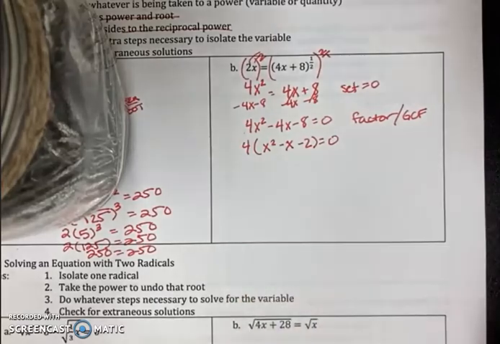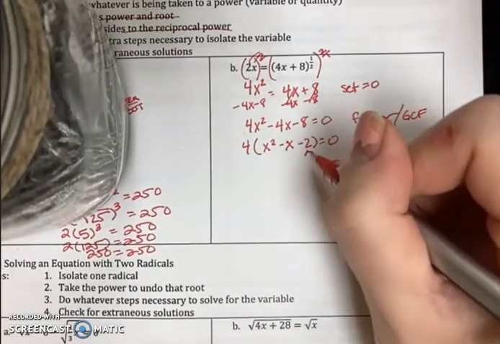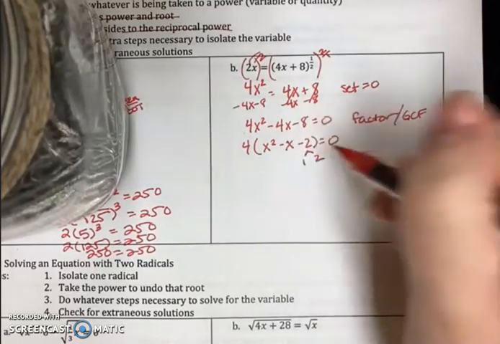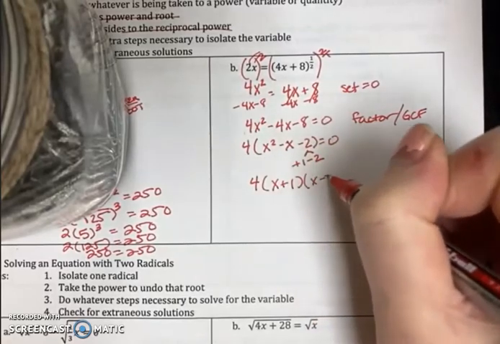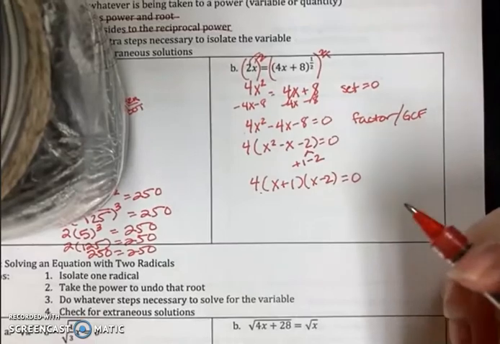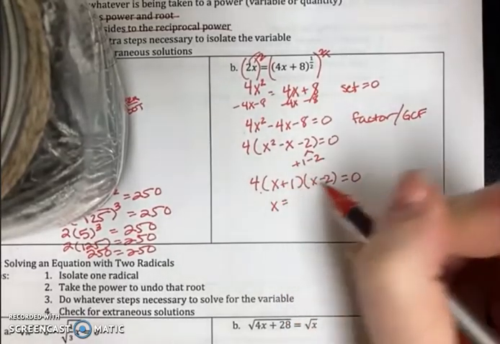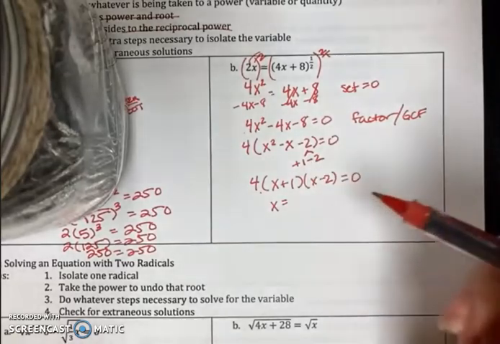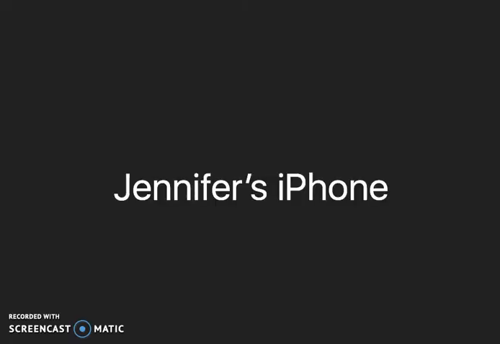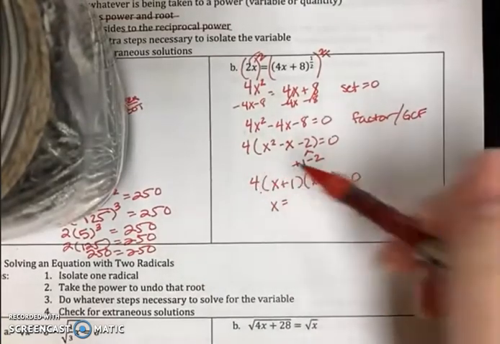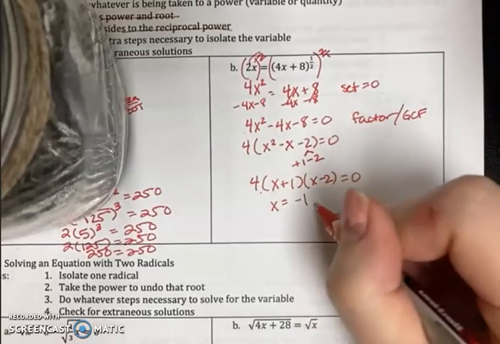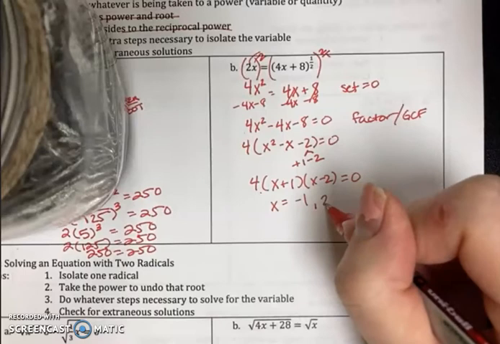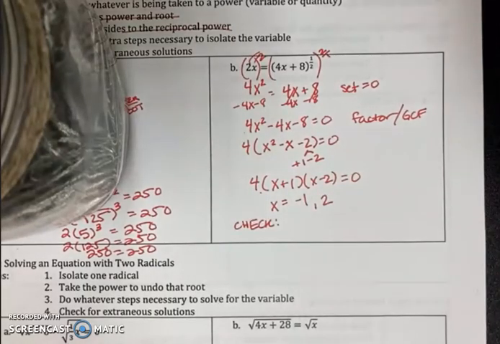This is a case 1 trinomial, so the factors of 2 are 1 and 2. Using different signs to get to a -1, it would look like this. So x plus 1, x minus 2. Make sure you bring that GCF down with you. And then you set each equal to 0. So 4 equals 0, that won't give us a solution. X plus 1 equals 0, gives me -1. X minus 2 equals 0, gives me a +2. So now you're just going to check your solutions by plugging them in. I'm going to pause the video and do that real quick.